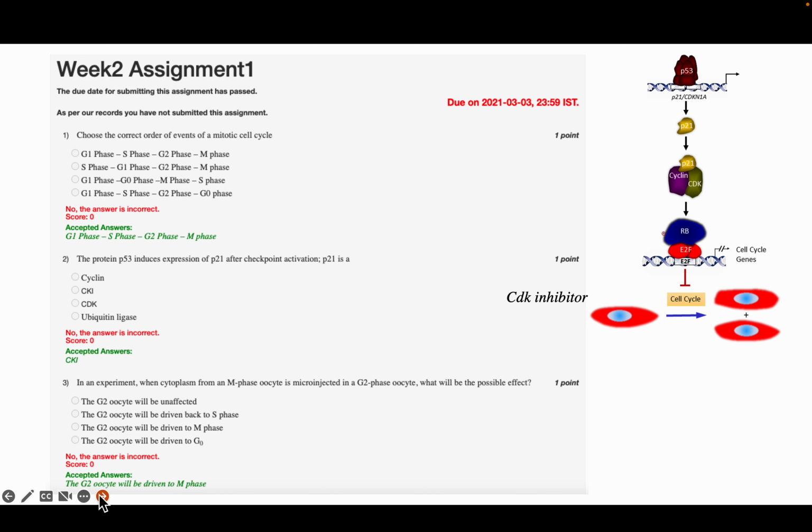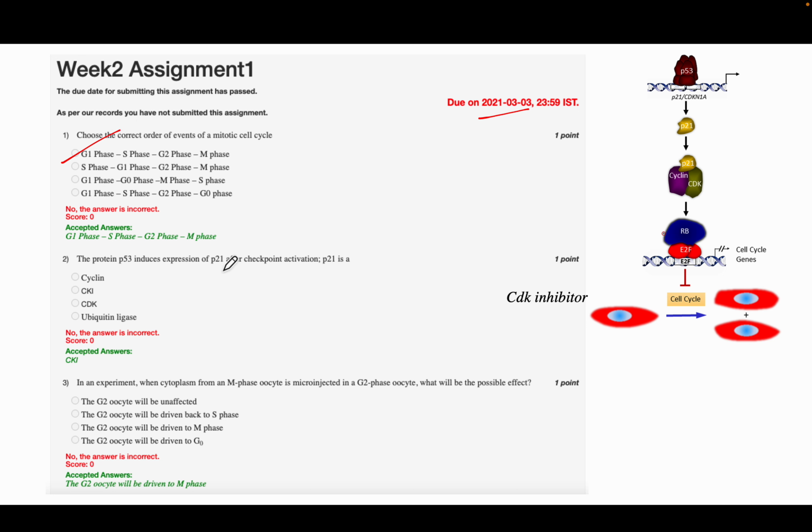Now we will discuss week 2 assignment 1. This is from last year's assignment. Here you can see the first question: choose the correct order of events of a mitotic cell cycle. It's a very easy question. G1 phase, S phase, G2 phase and M phase.